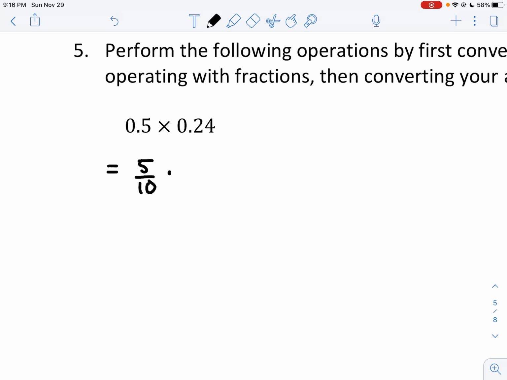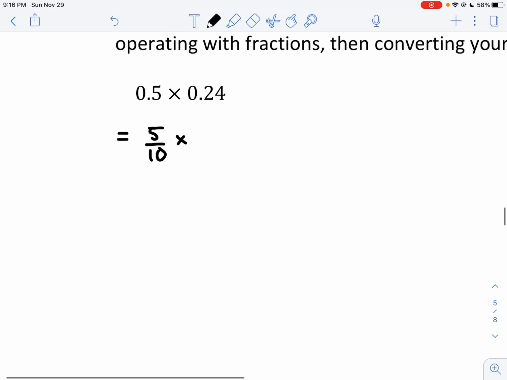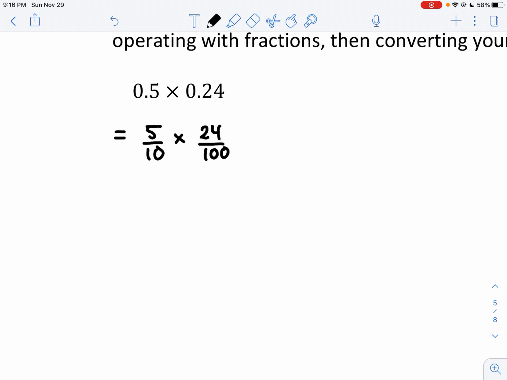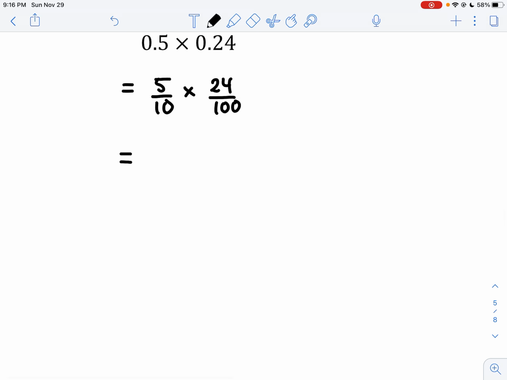So we have 5/10, which is what 0.5 is. We're going to multiply that, and I'll put the x, since the dot starts to look like a decimal, so we'll use the x for multiplication. And 0.24 is 24/100ths. Now don't worry about simplifying these just yet. In fact, don't worry about simplifying them at all right now. I'll do this 2 ways. If you leave these denominators 10 and 100, when you multiply, you don't need common denominators. You just multiply the numerators. So we do 5 times 24, which is 120. And then we do 10 times 100, which is 1,000.